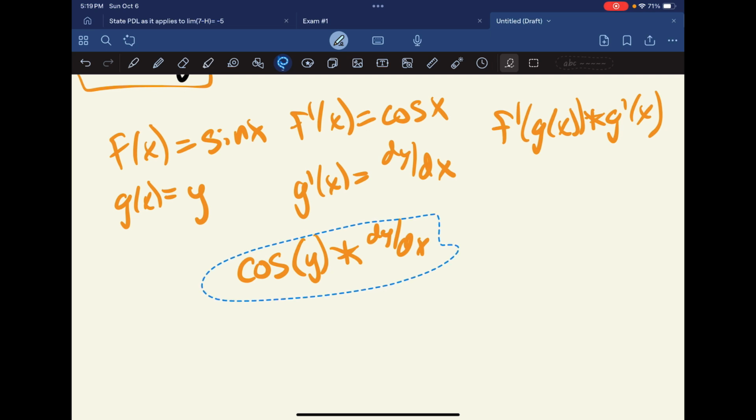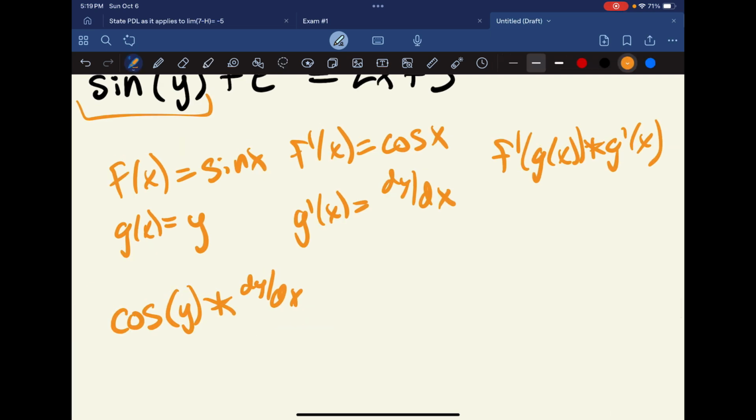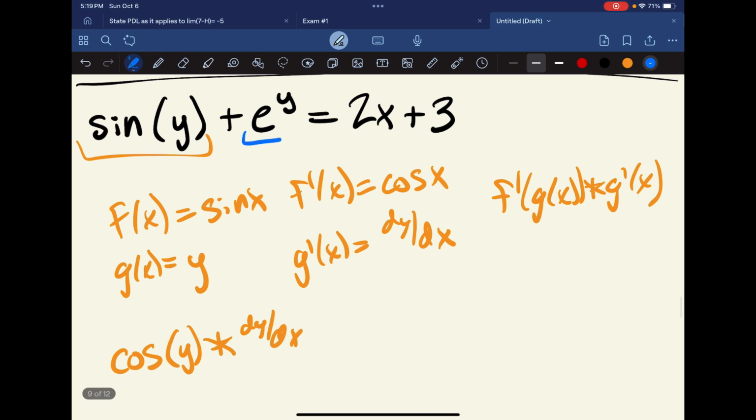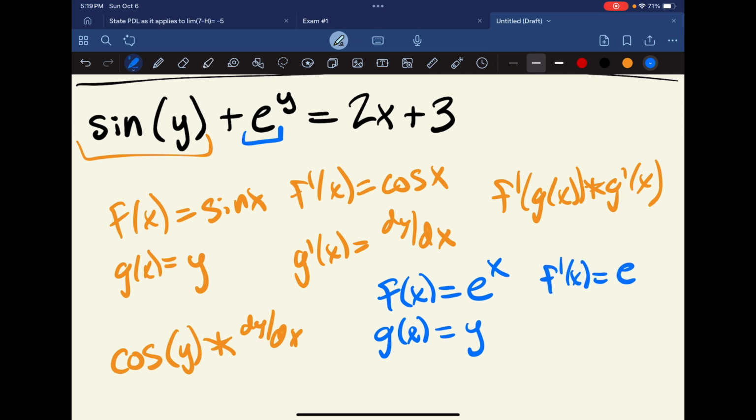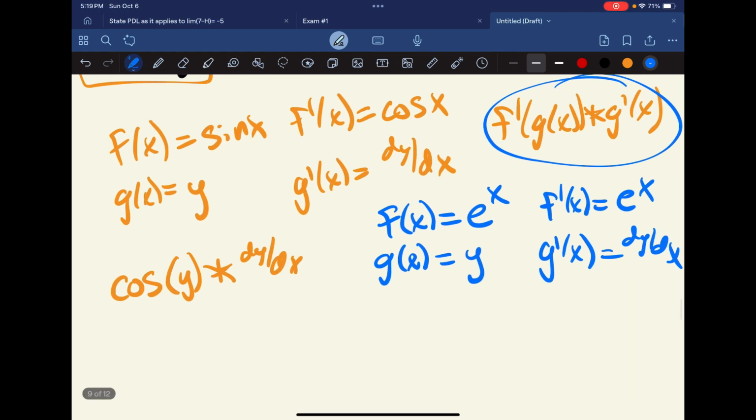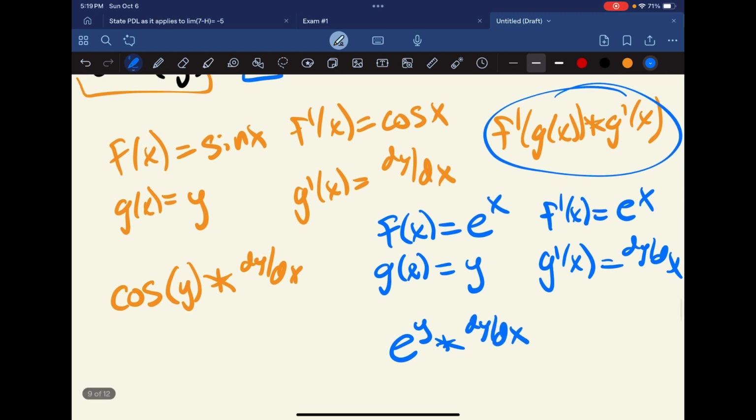So then now let's continue to our e to the y term. So this one will be blue. So this is also a chain rule problem where our outside function is e to the x. Our inside function is just y, right? Our derivative of e to the x is just e to the x. And then the derivative of y is just dy dx, right? So we need to plug it into the same formula. And so that'll be e to the y, right? Because that's f prime of g of x times dy dx, because g prime of x is dy dx.